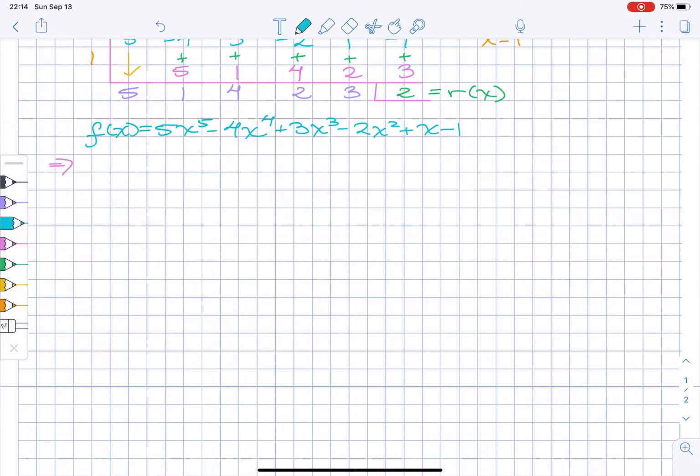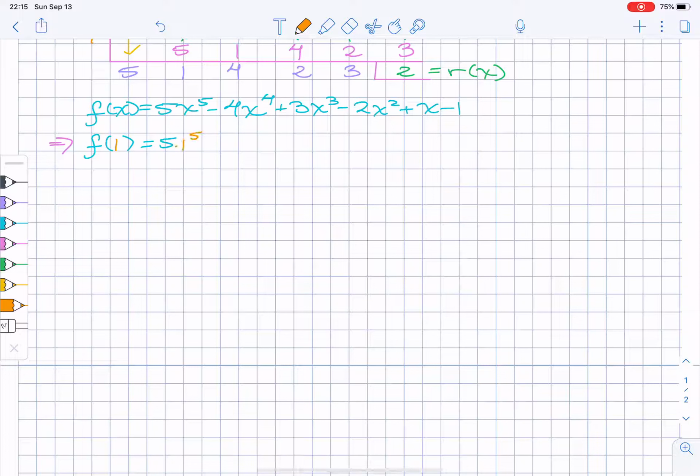So this gives me f at, what was my root? 1. So f at 1 is going to be 5 times 1 to the 5th minus 4 times 1 to the 4th plus 3 times 1 cubed minus 2 times 1 squared plus 1 minus 1. Okay, so this gives me 5 minus 4 plus 3 minus 2 plus 1 minus 1.